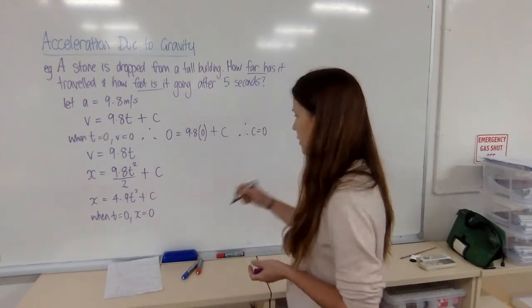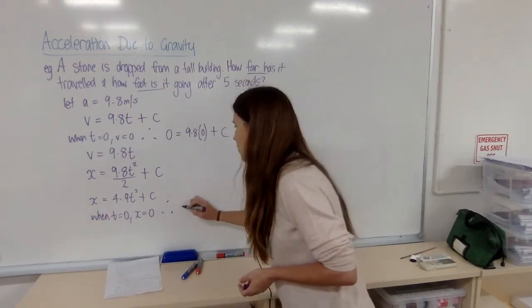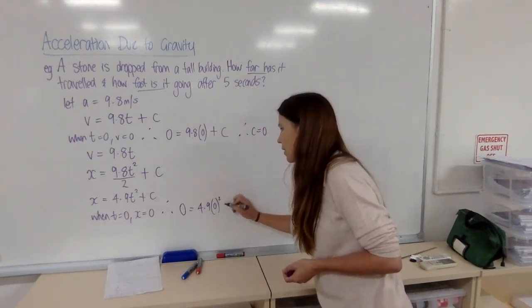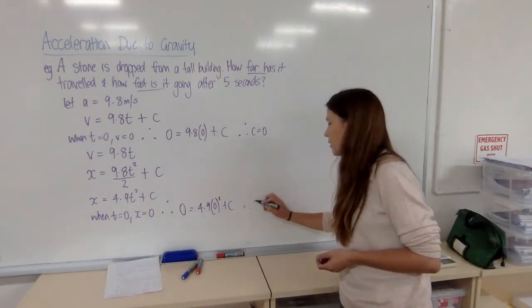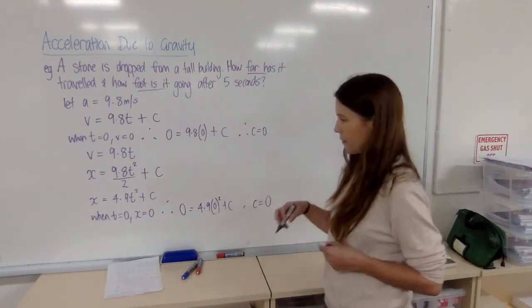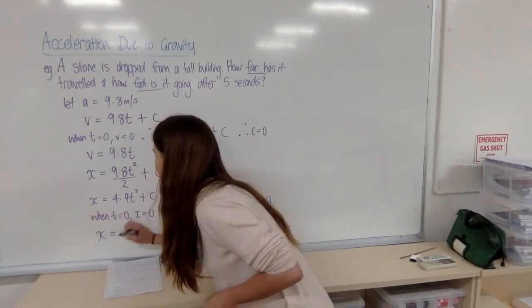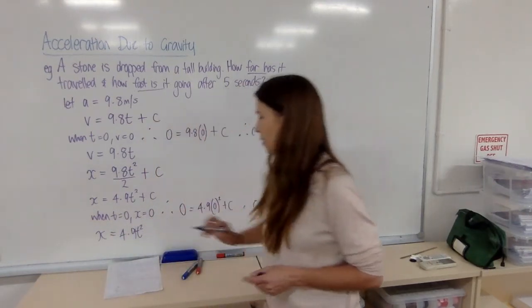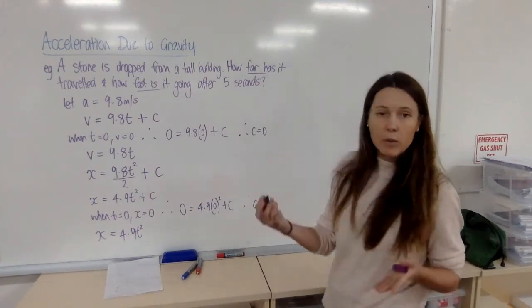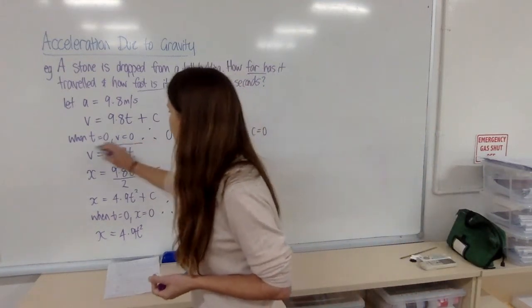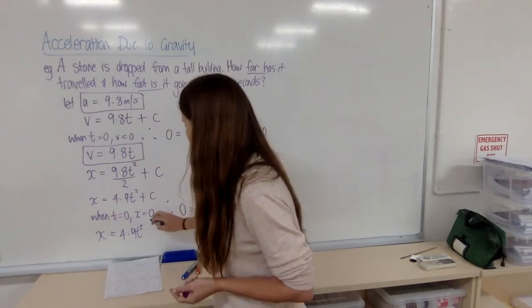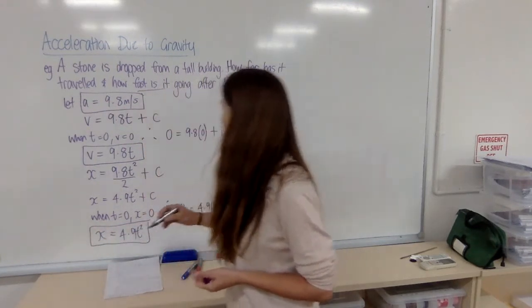All right, so now we can sub this in. Therefore, 0 is equal to 4.9 lots of 0 squared plus c. So clearly, the c is 0 again. That's handy. So now we can write x with more confidence. We know it's 4.9t squared plus nothing. We can leave that off. Now we've got our equations. I find it's handy to go back and actually just put a box around them so we know what we're using to answer our questions.